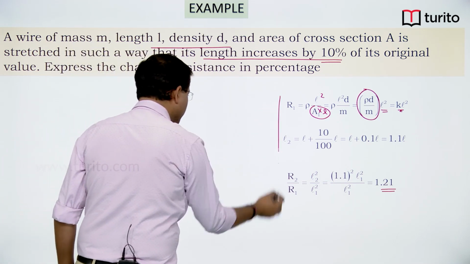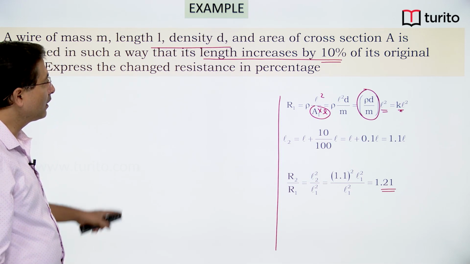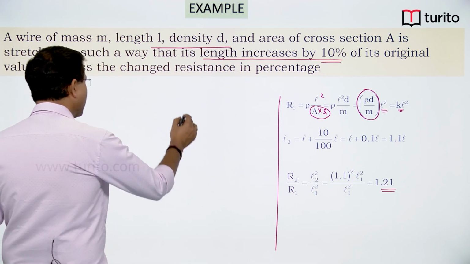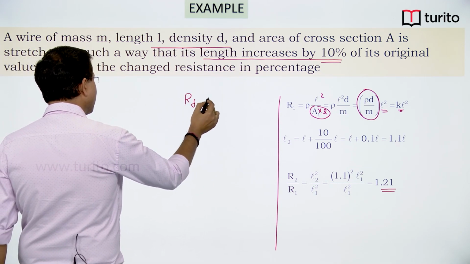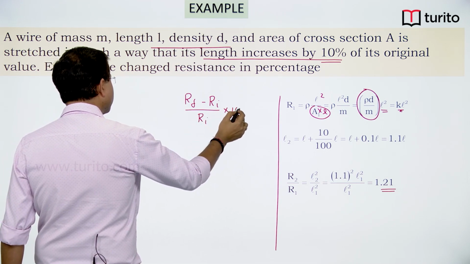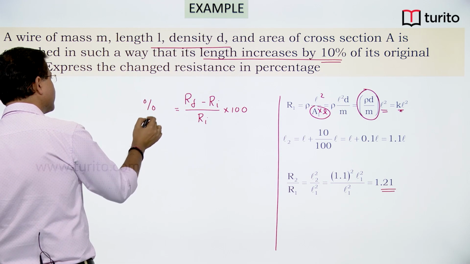Now, we want to find out the percentage change in the resistance. For percentage change in the resistance, R final minus R initial divided by R initial into 100. This is the percentage change in resistance.